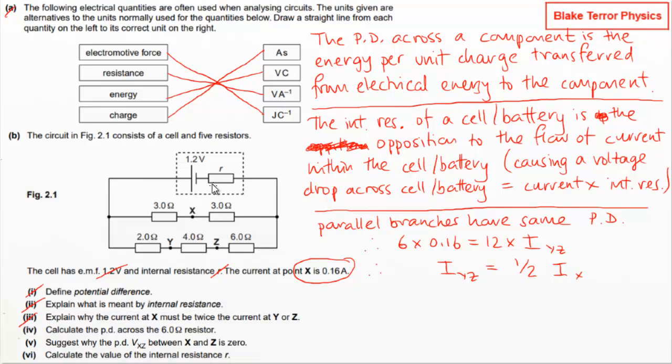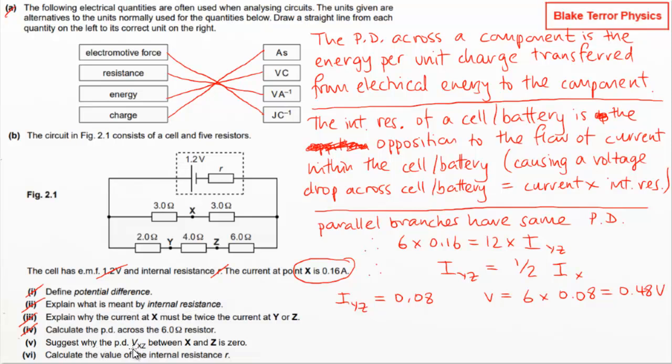Well, we know that we've got our current is equal to what were we just saying? Oh, we're working out this. So I_YZ, well, it has to be half the current, so that's 0.08. So that means that our PD across the 6 ohm resistor is going to be 6 times 0.08, which is 0.48 volts, which is good.